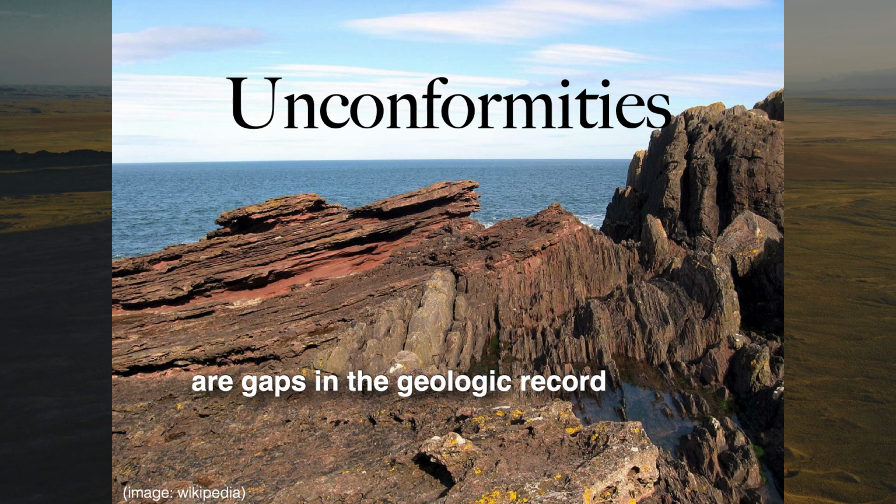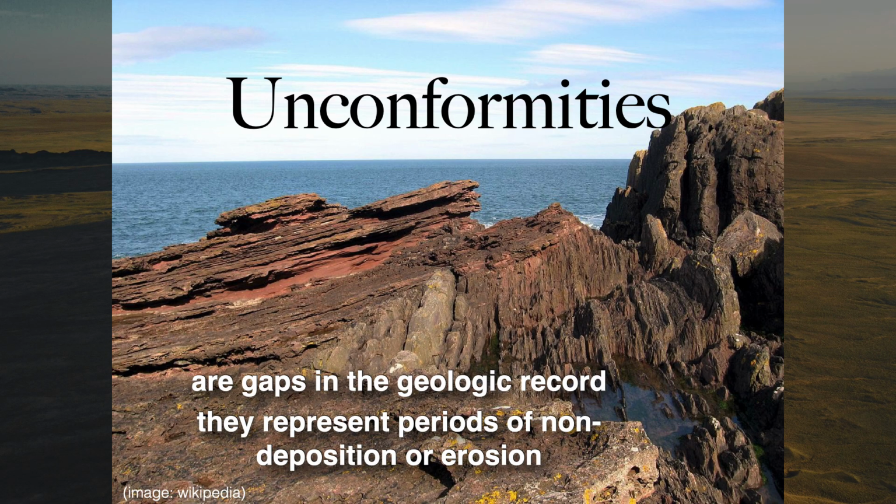The removal of this rock, these rock layers that represent a period of time, is called an unconformity. So again, representing periods of non-deposition, right? So nothing was deposited. That's an example that could happen as well. Or erosion. So things were deposited, then they were removed, and we can't fill in that gap any longer.